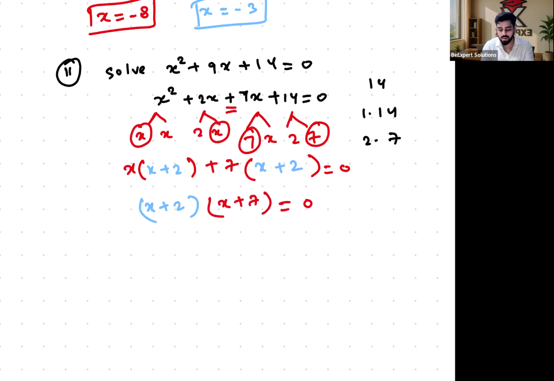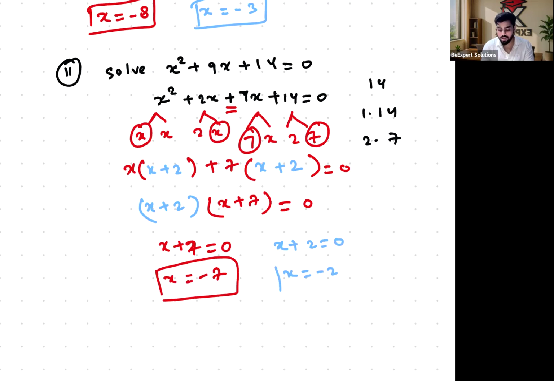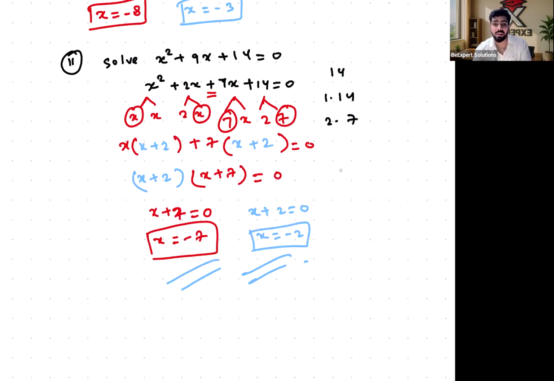Your x plus 7 is equal to 0 first, and your value of x is minus 7. And then if you put x plus 2 equals to 0, your x would be equals to minus 2. These are the two values that you will be getting, guys. And this is again through factorization. This is how easily you can solve the question. Okay, this is called factorization.